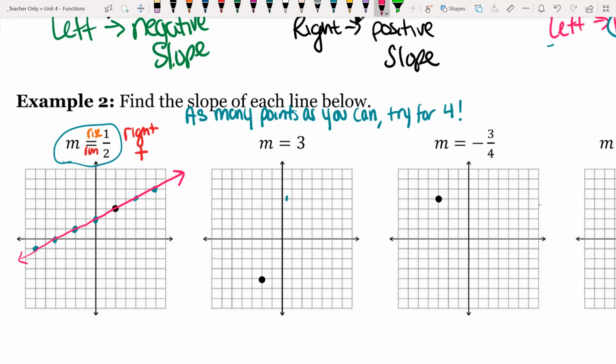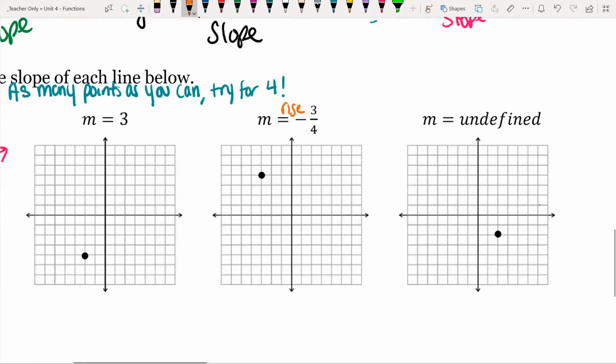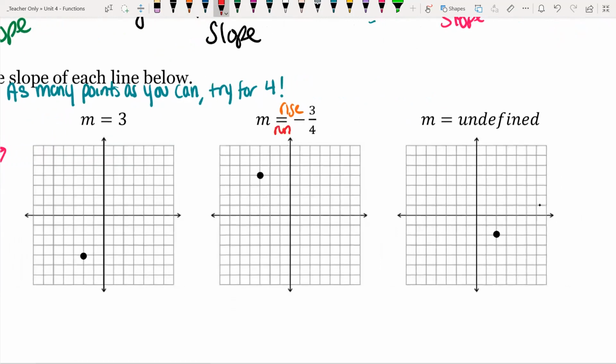I'm going to skip the second one, and I'm going to go to the third one. Okay, so this one is a negative 3/4. So my rise is 3, but my run is -4. So this means I'm going to the left. And I know that, again, because it's a negative slope. So from my point here, I'm going up 3 to the left 4. And there's going to be a point.